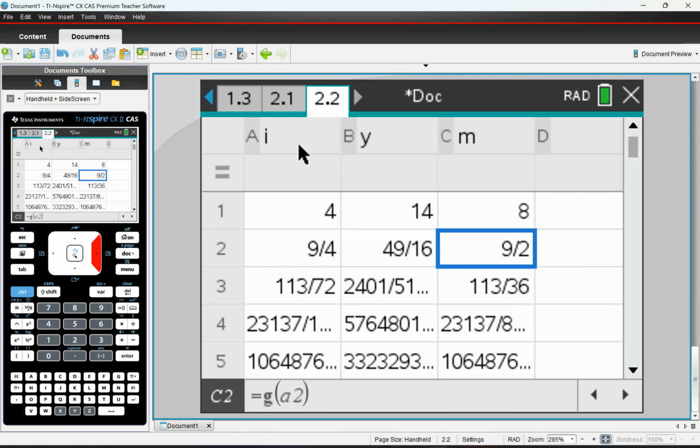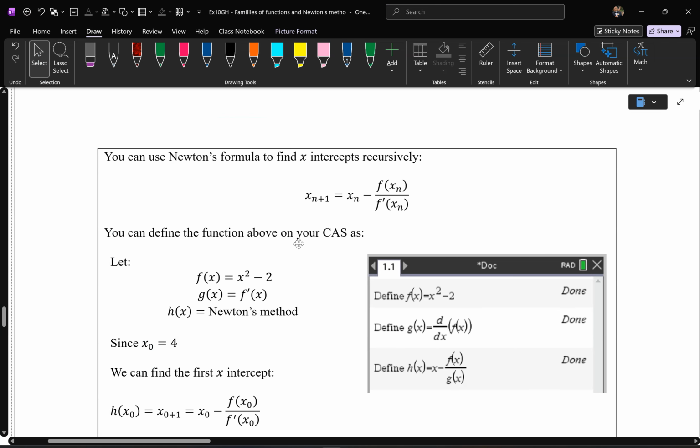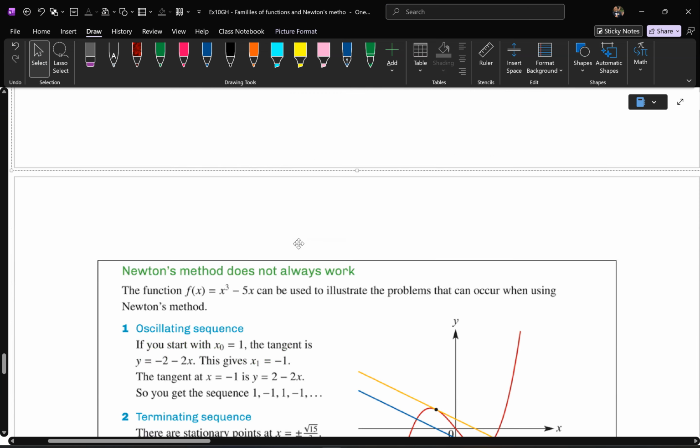And if you have time, you can set up a spreadsheet, and you can pull all the way down, and you can get the number of iterations. Okay? All right, team, I think that's about it. That concludes chapter 10. That's the final bit.